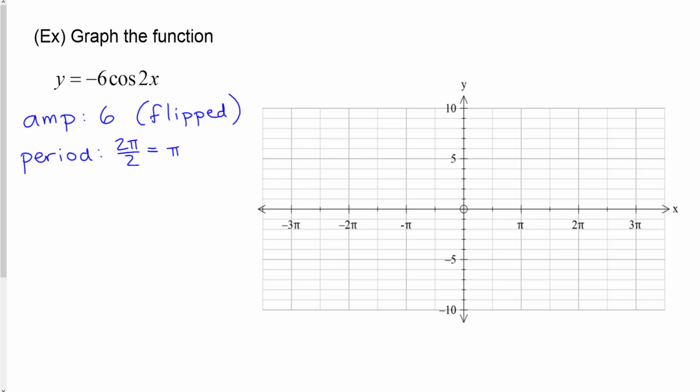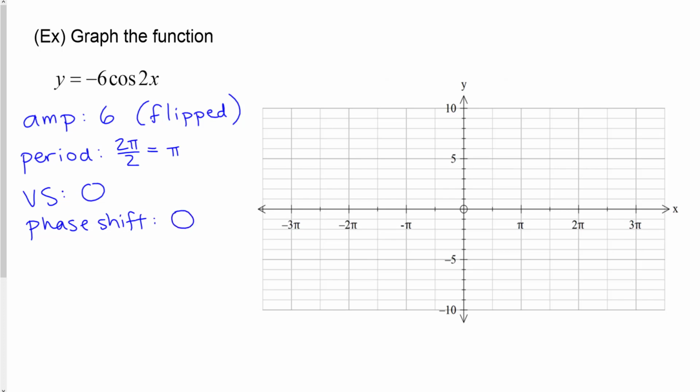All right, now in terms of vertical shift or a phase shift, I don't have either one of these. The reason that I know I don't have a vertical shift is because there's no values added or subtracted to the function. So that doesn't exist. And then the phase shift, I don't have one of those because I would need something added or subtracted to the variable x.